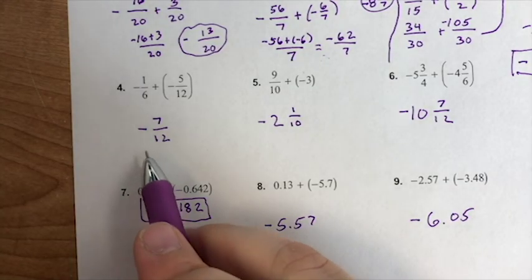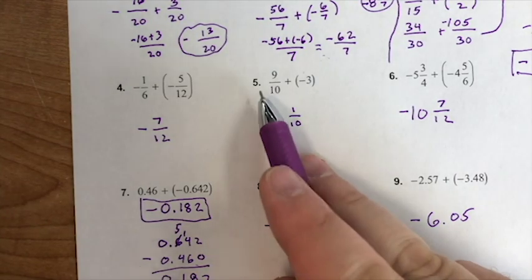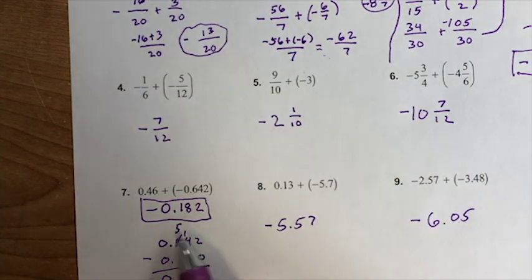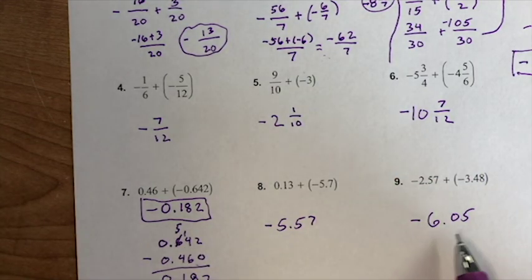What you should have got for number 4 was negative 7/12. For number 5, negative 2 1/10. For number 6, negative 10 7/12. For number 8, negative 5.57. For number 9, negative 6.05.